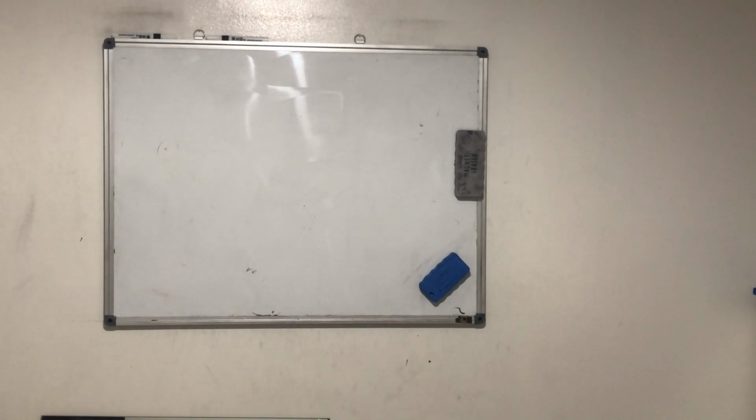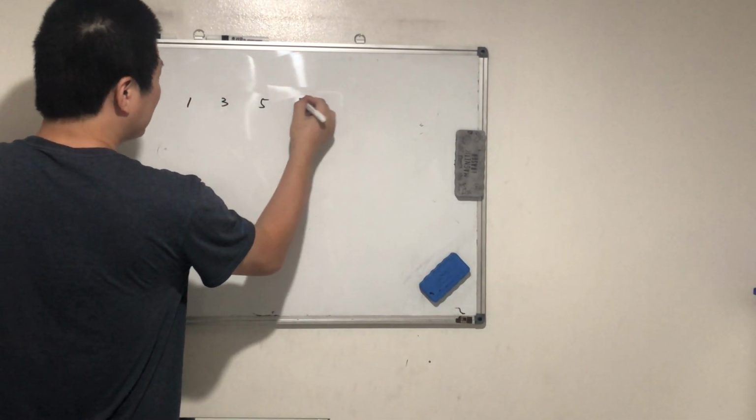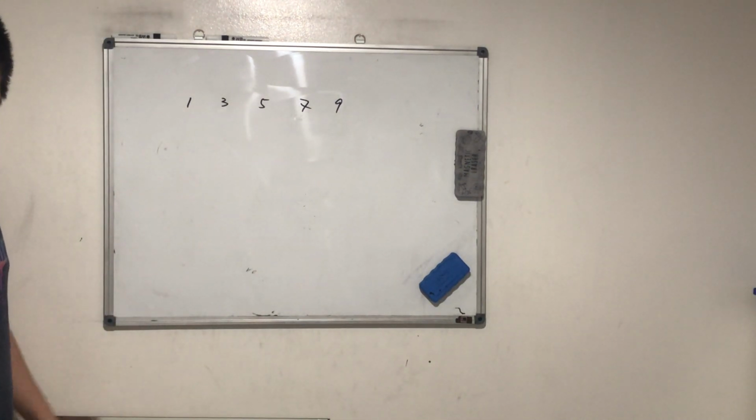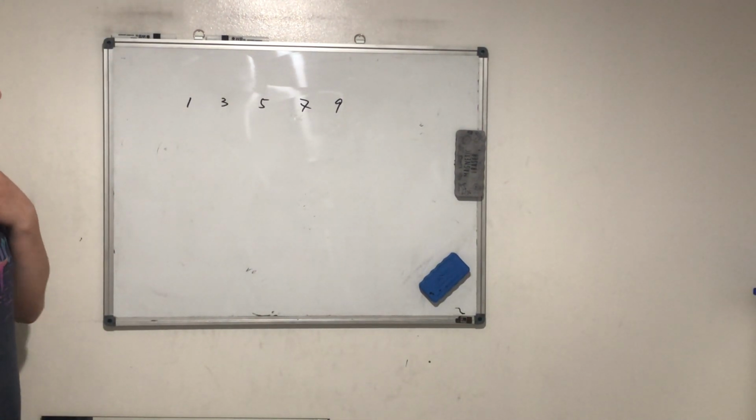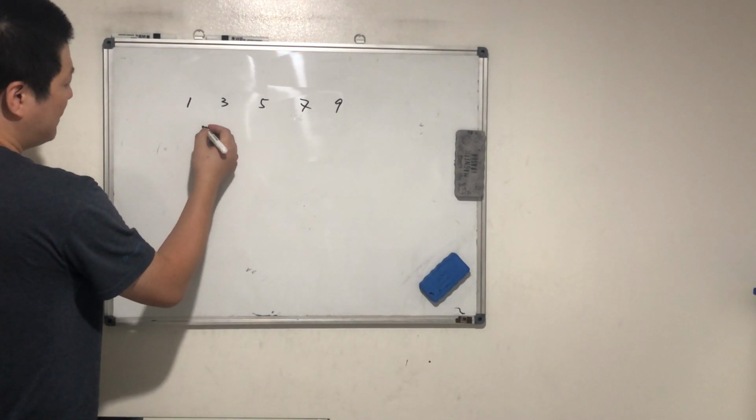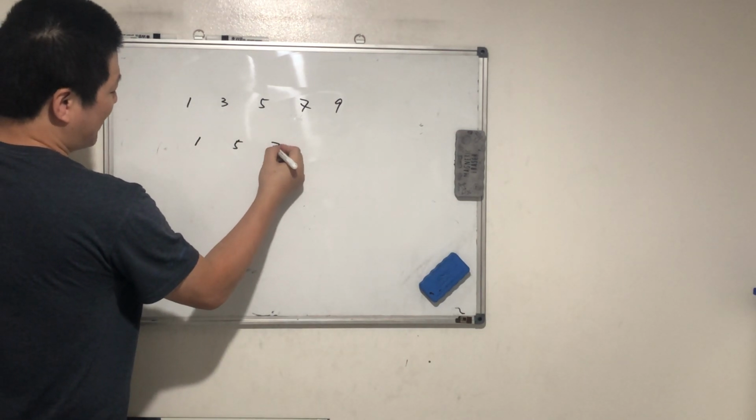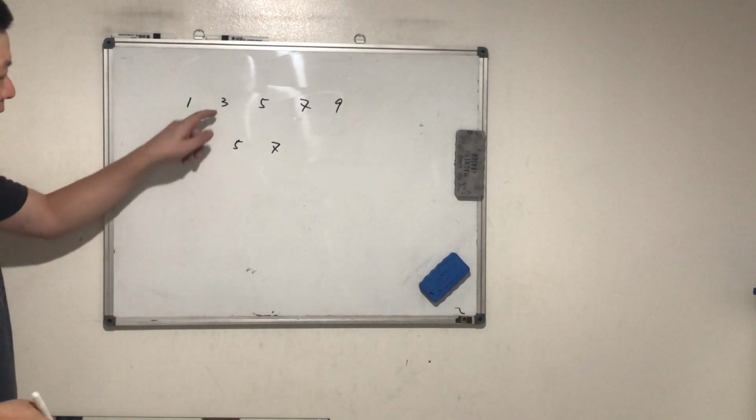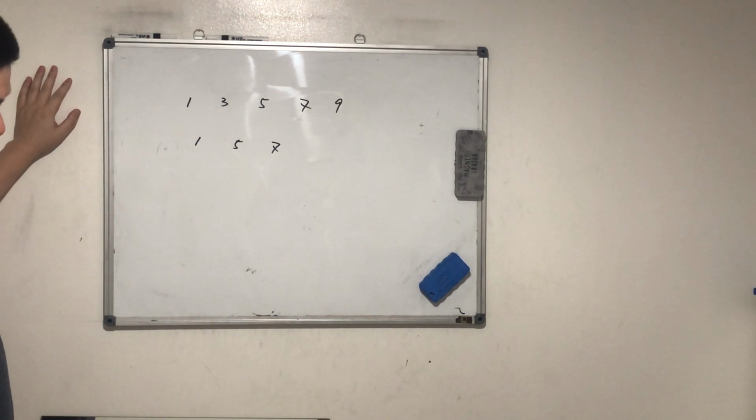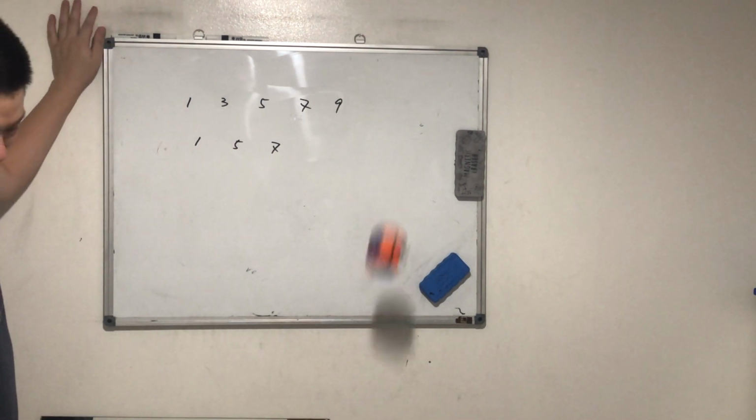Okay, I give you a sequence, like 1, 3, 5, 7, 9. Do you notice what's so special about this sequence? They're all odd numbers. And how about 1, 5, 7? This is not special, but the first one is special. Why is that? Because they're all odd numbers. These are all numbers, but what's so special about this one?